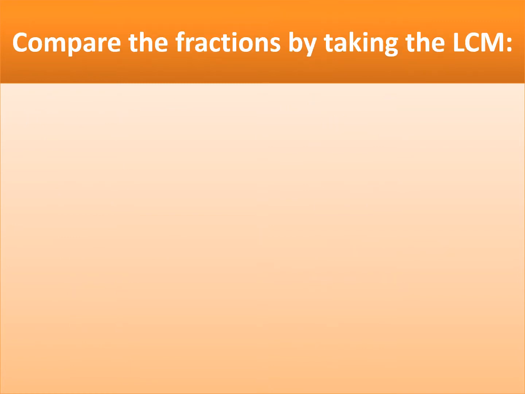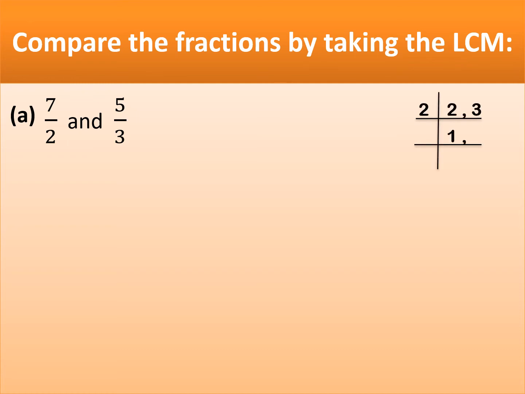Our next topic is compare the fractions by taking the LCM. Question number A, 7 upon 2 and 5 upon 3. We cannot compare 7 upon 2 and 5 upon 3 because their denominators are not same. To make the denominators same, we will convert them into like fractions. For this, we need to find the LCM of 2 and 3. As we see, the LCM of 2 and 3 is 6.